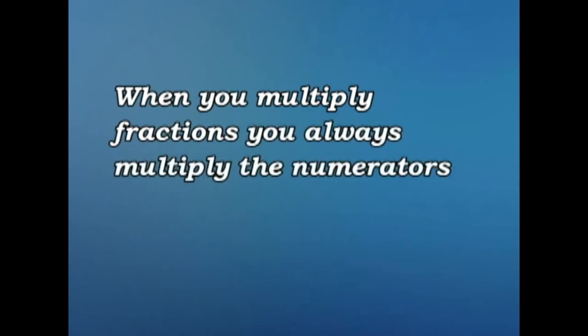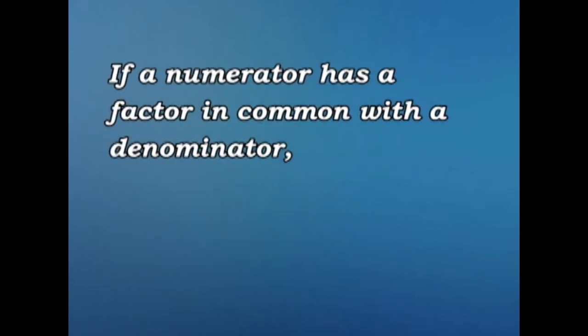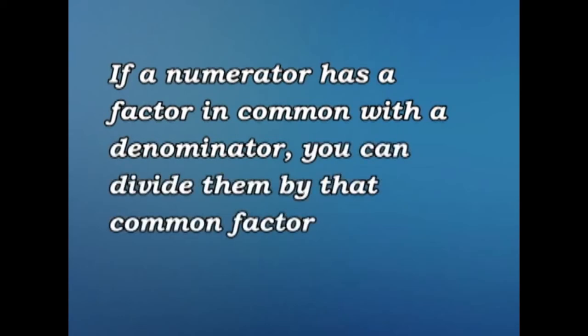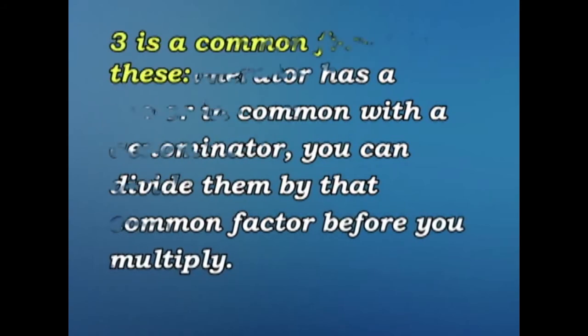When you multiply fractions, you always multiply the numerators and then multiply the denominators. If a numerator has a factor in common with a denominator, you can divide them by that common factor before you multiply. Look at these.